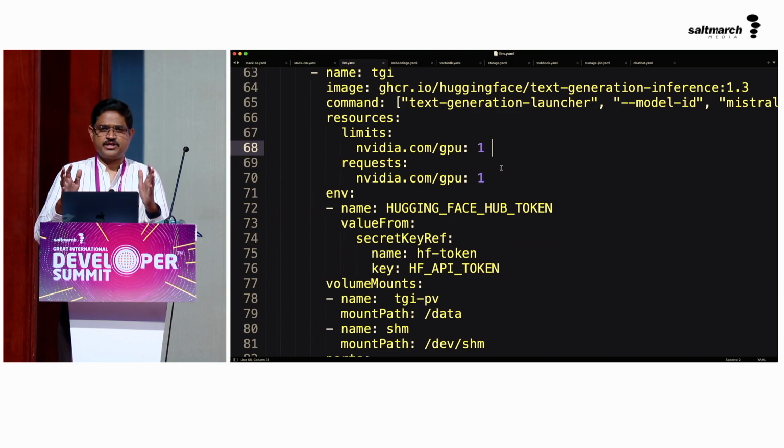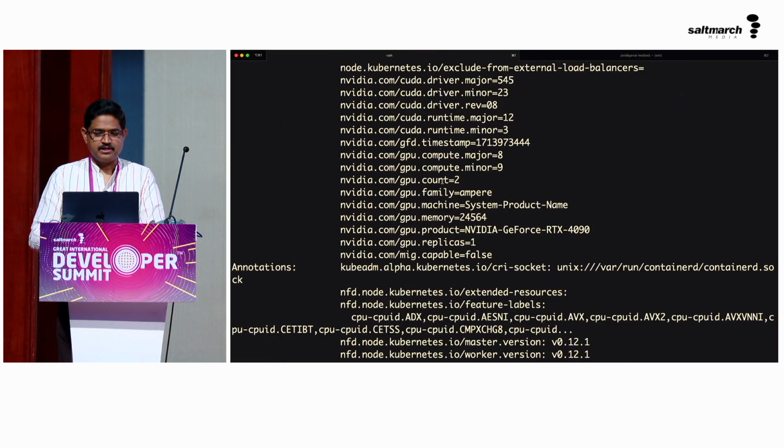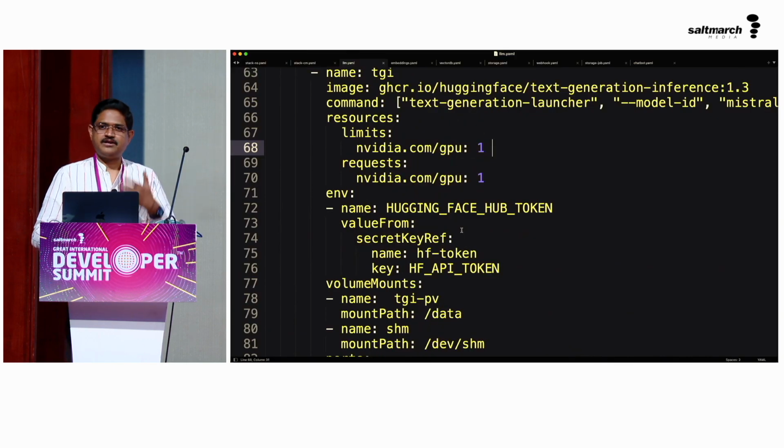For example, in my cluster, if I have one A100, a Tesla T4, and a consumer grade 4090, this is where I can actually tell that. Now I can grab this label and say GPU product is equal to A100 or T4 or 4090, and the Kubernetes scheduler will automatically place my pod on the target node. So that's a very important consideration.